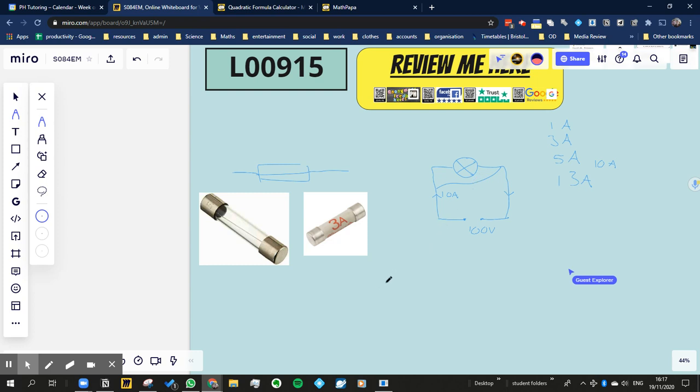Now, the downside to these fuses is that once it's blown, that's it. You need to buy a new one. So most plugs come with regular fuses, but houses don't come with fuses anymore. They come with circuit breakers. So gone are the days where if a fuse blows in your house, you need to go to the shops and get a new one. You just flip the switch. We won't go into how circuit breakers work here. We're just going to focus on fuses and essentially how to pick the right fuse.